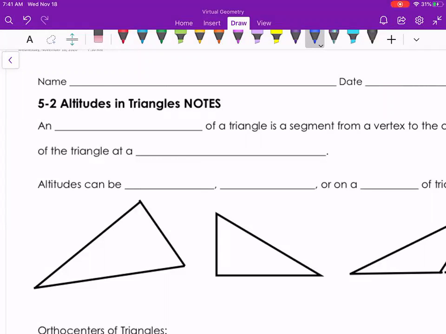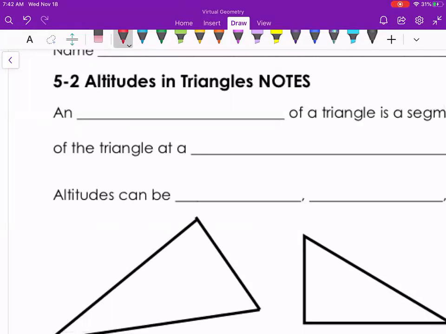All right, hi guys. We are looking at the next piece of our special segments and triangles. Last time we reviewed medians and the centroids. We've already looked at perpendicular bisectors and the circumcenter, and then angle bisectors and the incenter. So we have one more to look at today, and that is our altitude.